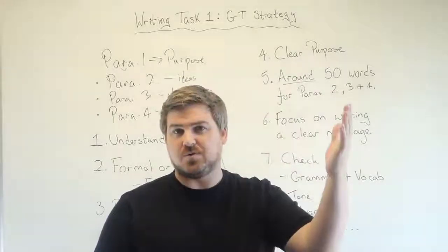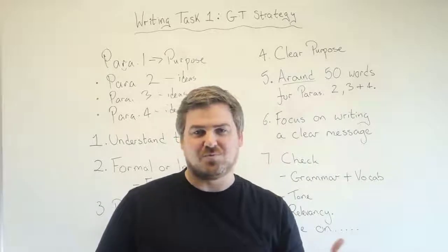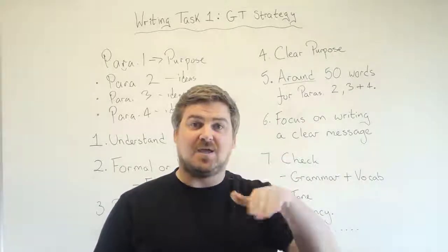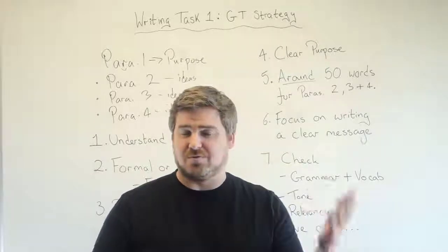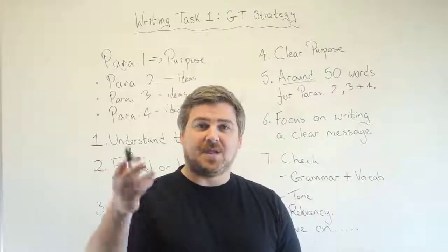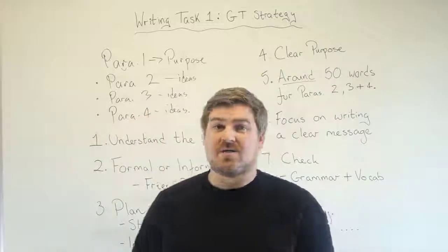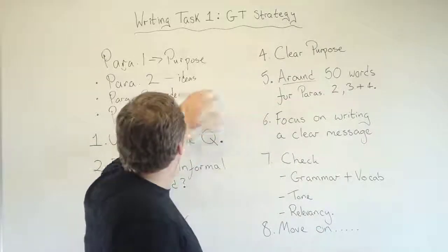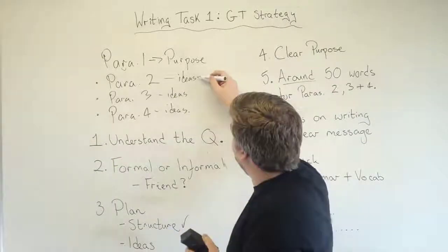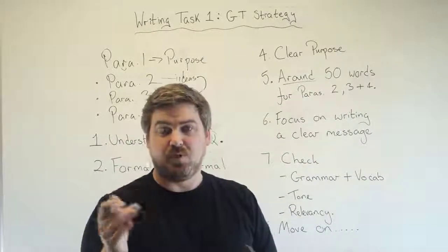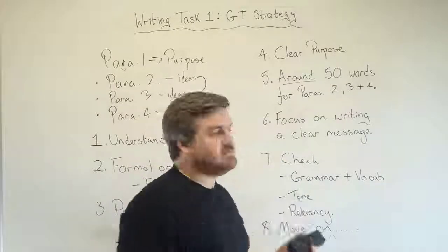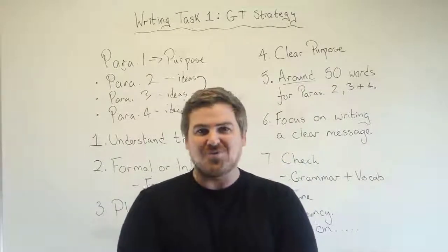So, dear whoever, your friend or whoever it tells you to write to, and then start your paragraph with a clear purpose. So I'm writing to let you know, or writing to do this, whatever. And then skip a line and start paragraph number 2. For these 3 paragraphs, so these 3 paragraphs that relate to each bullet point, write around 50 words. Now do not count the words.